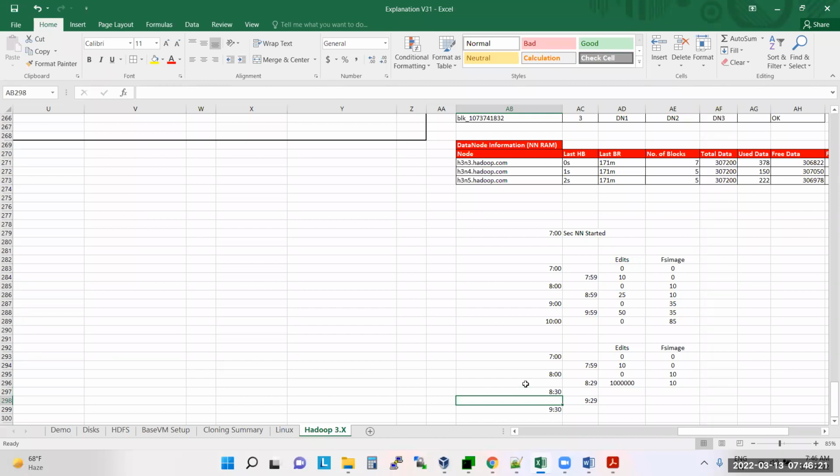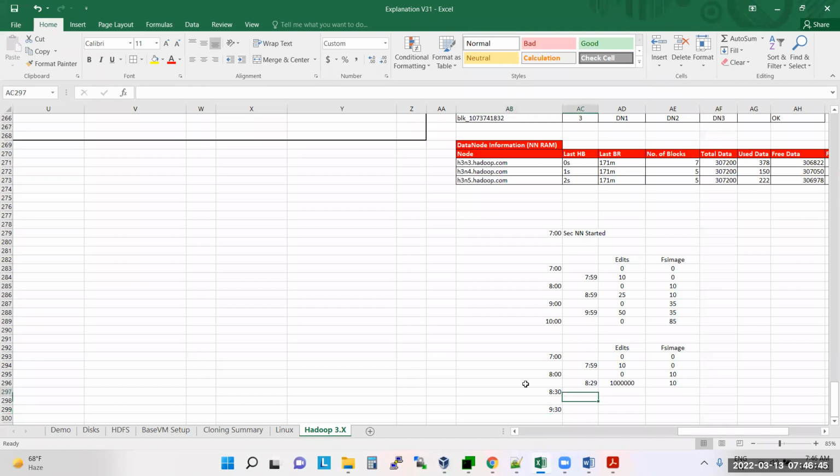Now it is 8:30. When will the next checkpoint happen? 9:30. Yes, sir. There should be a gap of 1 hour from one checkpoint to the other. So either a 1 hour gap or 1 million transactions, anything. Now let us take this scenario.